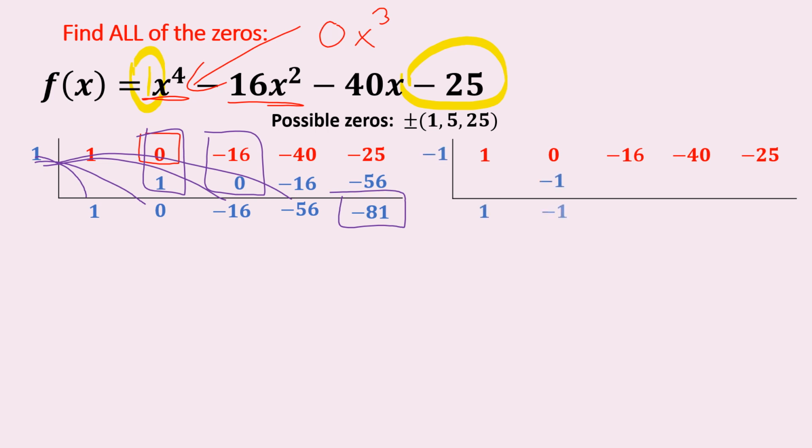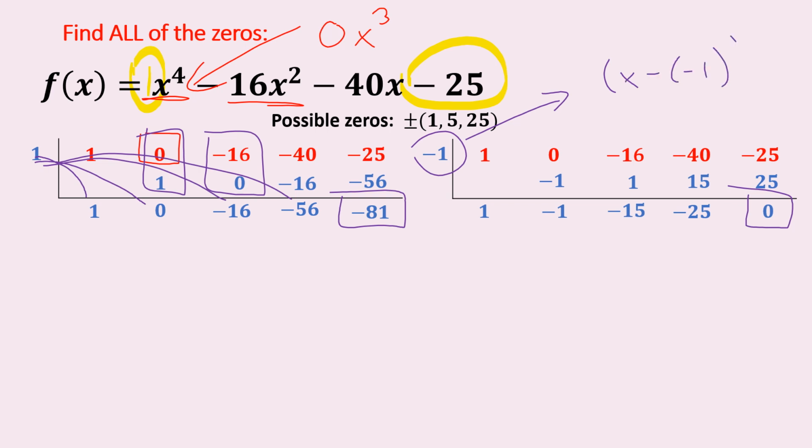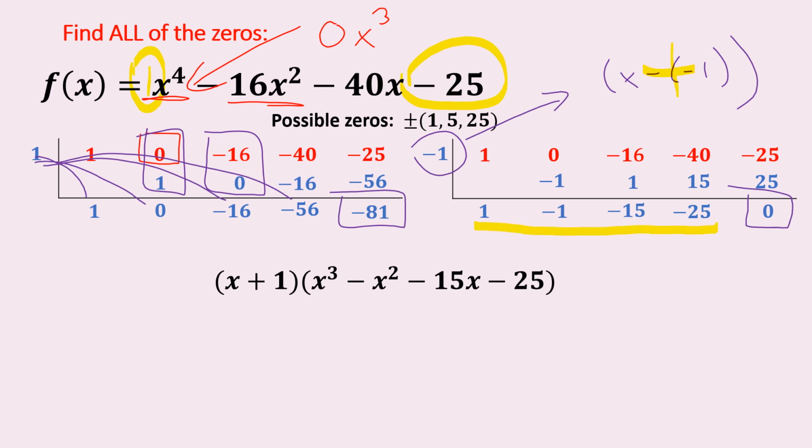So we multiply that, we get a negative 1. Add them together, multiply again, positive 1. Added gives us negative 15. On and on. And we see that negative 1 is a 0. If negative 1 is a 0, it means x minus negative 1, or really x plus 1, is the factor. So x plus 1 times x cubed minus x squared minus 15x minus 25.